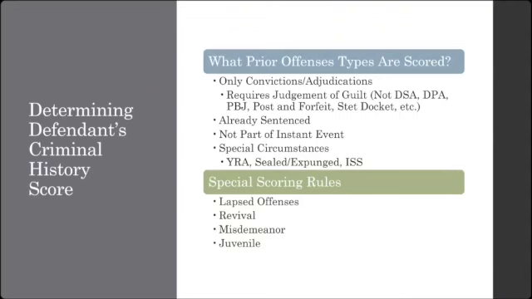All right. So what prior offense types are scored? As I mentioned, only convictions or adjudications are being counted for criminal history score purposes. So these require a final judgment of guilt. So things like deferred sentencing agreements, deferred plea agreements, probation before judgments, post and forfeit, stet dockets, those are not being counted for criminal history score purposes. They must have already been sentenced, they're not pending sentencing, and they're not part of the instant event. Now, for special circumstances such as Youth Rehabilitation Act cases, sealed and expunged, those are still being counted.